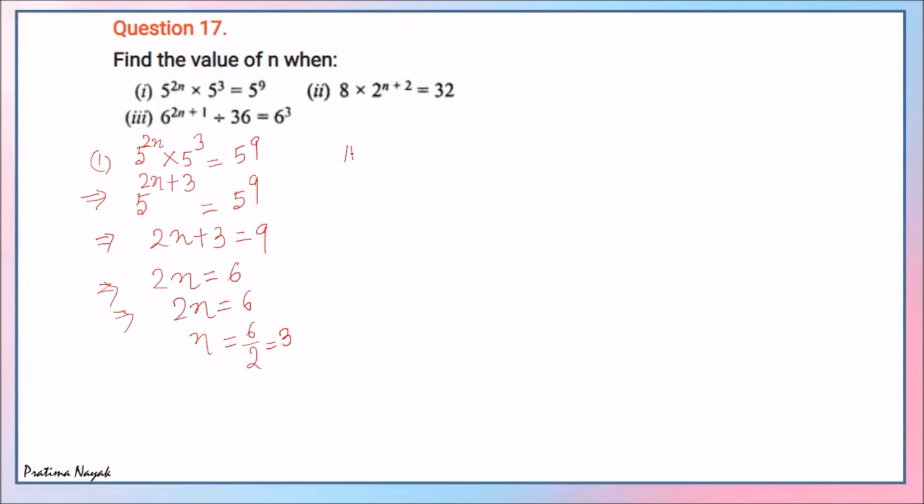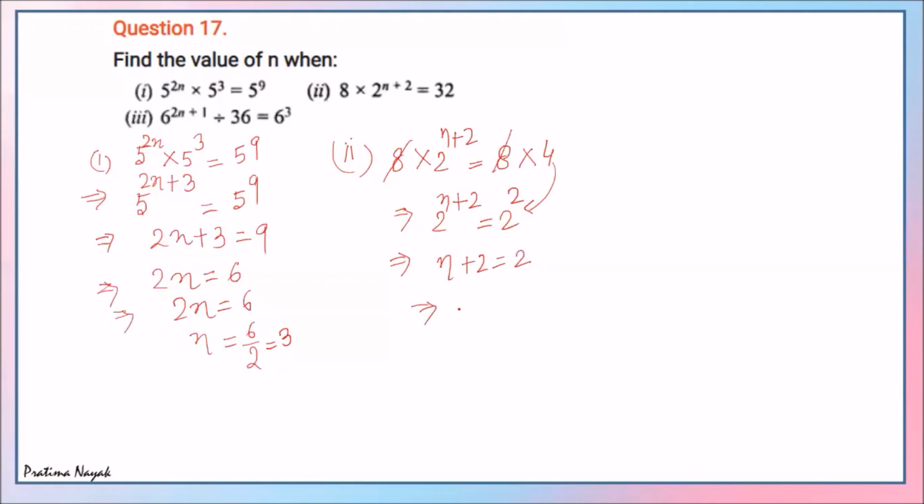Coming to part 2. Part 2 is 8 into 2 to the power n plus 2 is equal to 32. Make 32 as 8 into 4. Because there is still one 8 and cancel this 8. So I am getting 2 to the power n plus 2 is equal to 2 to the power 2. So now make the powers equal because the base is already equal. 4 means how much? 4 if I make it 2 to the power 2. So n plus 2 is equal to 2. Then n is equal to how much? n is equal to 0.